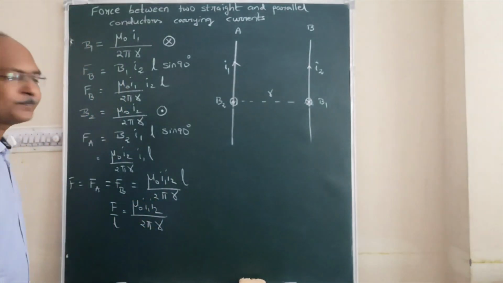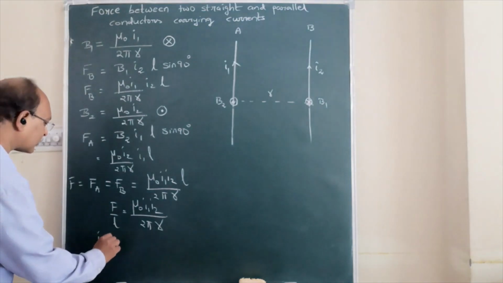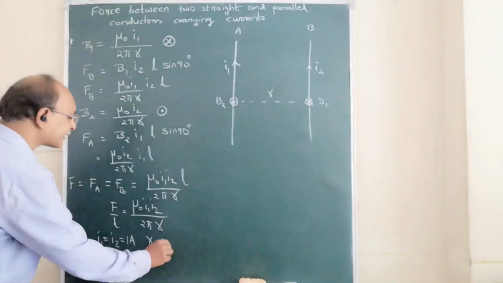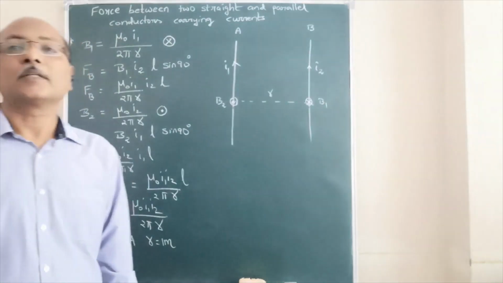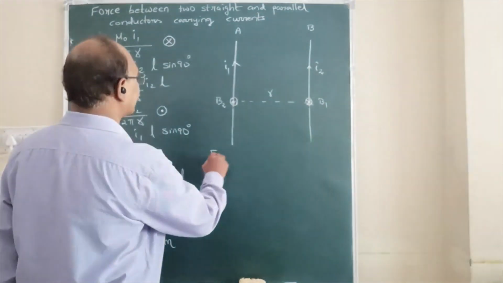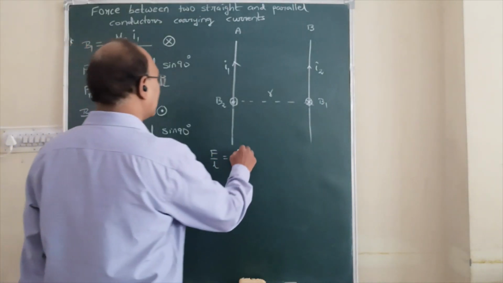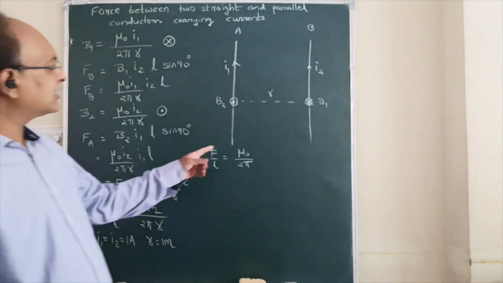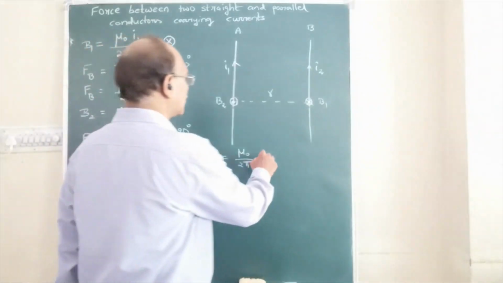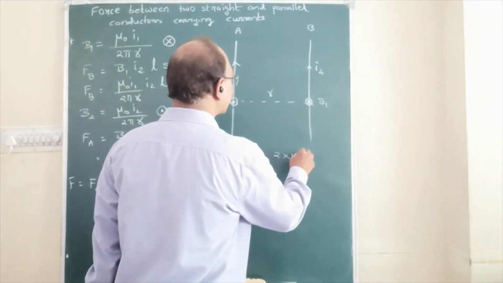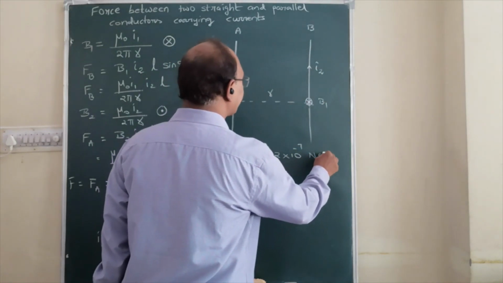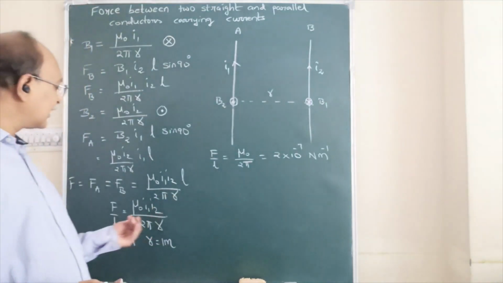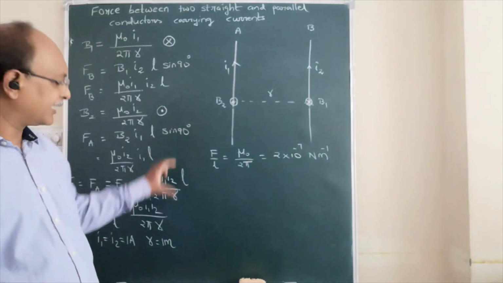Suppose we take I1 = I2 = 1 and r = 1 meter. Then we get F/L = μ0/2π. Now as the μ0 value is 4π × 10^-7, we can write 2 × 10^-7 Newton per meter. So we can define the ampere using this expression.